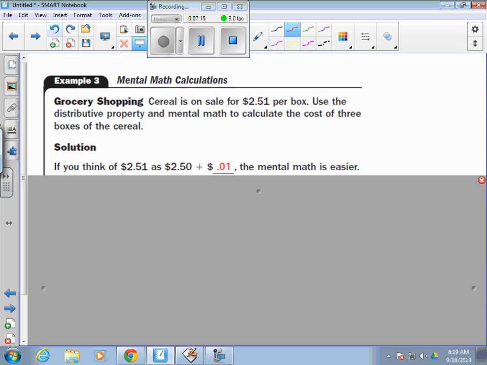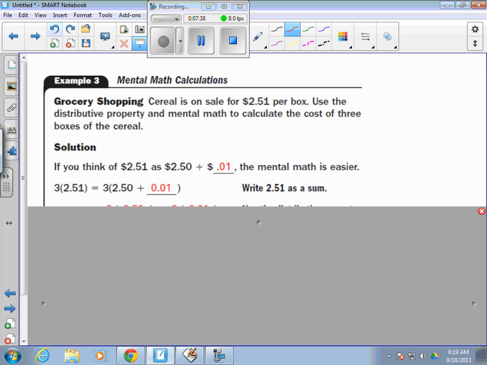When you're grocery shopping, it says cereal is on sale for $2.51 a box. Use the distributive property and mental math to calculate the cost of 3 boxes of cereal. So $2.51 is the same thing as $2.50 plus 1 cent. That's what it wants you to use mental math to figure that out.